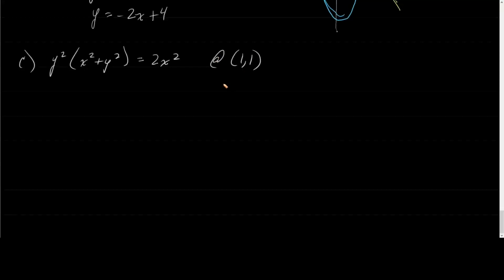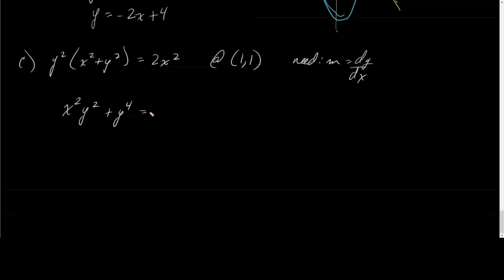All right. So again, we need the slope, right? To find the equation of a tangent line, we need the slope. We already have the point, and the slope is given by dy/dx. So we need dy/dx. So let's see what we do here. Well, before we actually start, I want to distribute this y squared. So what do I get? I end up with x squared times y squared plus y to the 4th is equal to 2x squared.